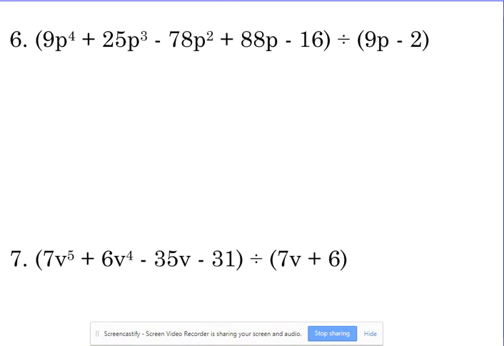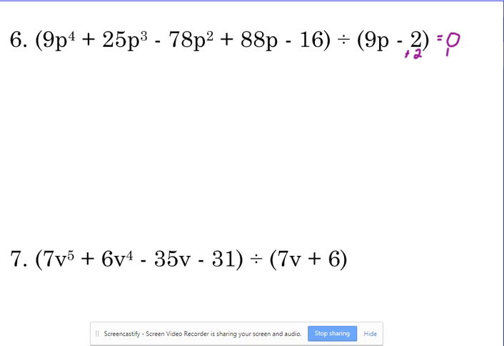Example 6, you'll see, is a little bit different. We're still dividing by a binomial, but the leading coefficient there is not 1. It's 9p minus 2, so it's not quite so straightforward. 2 is not what goes on our shelf. We've got to solve this for p.